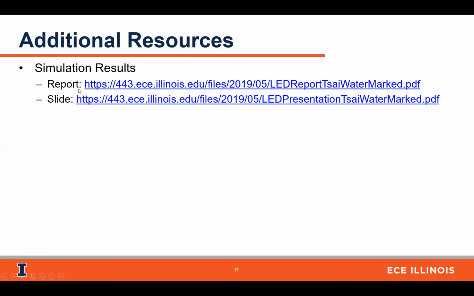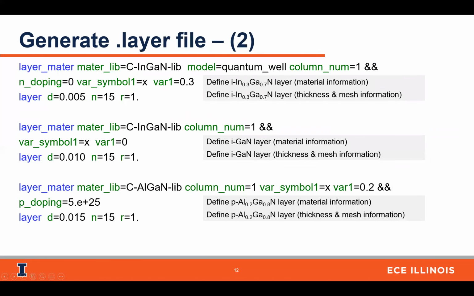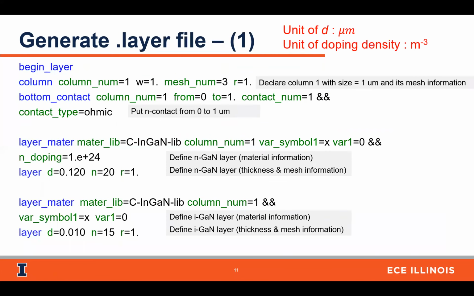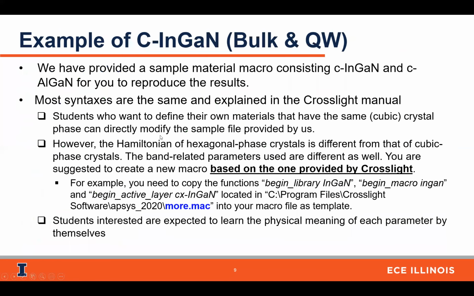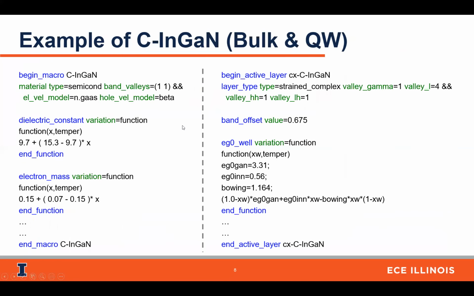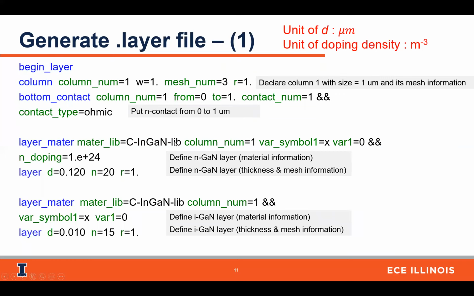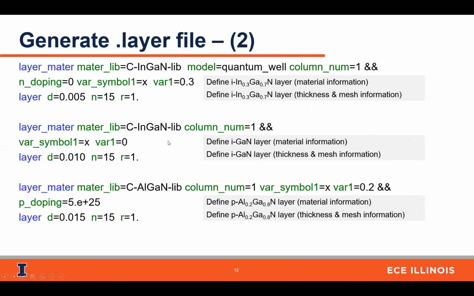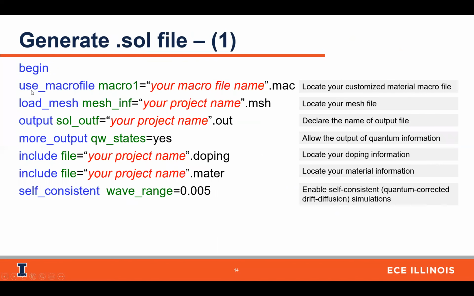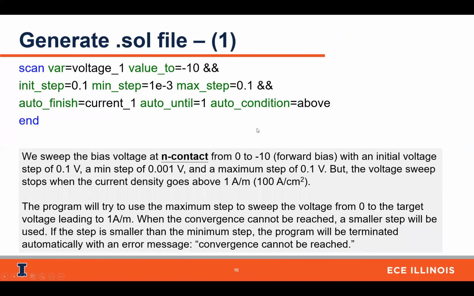They are uploaded on the 443 course website. There's a report and a slides. But I think the important knowledge that you should learn from this presentation is that you know how to modify your macro file, and you know how to include your customized materials in a dot layer file. You know how to use the macro file in the solution file. I think that is for today.